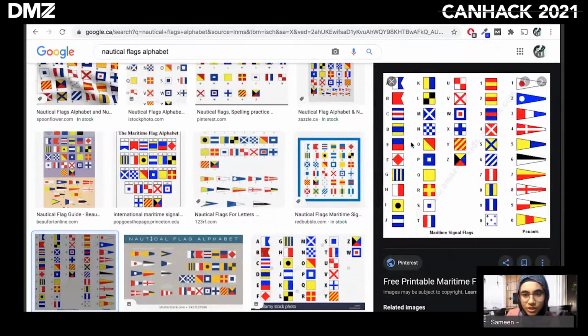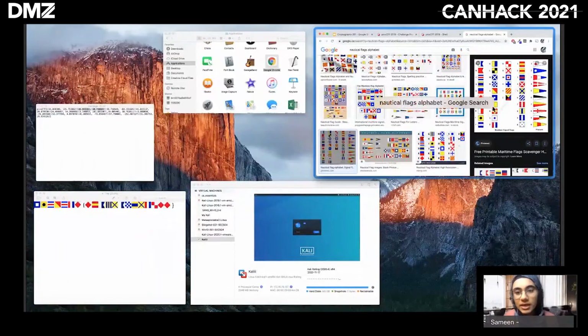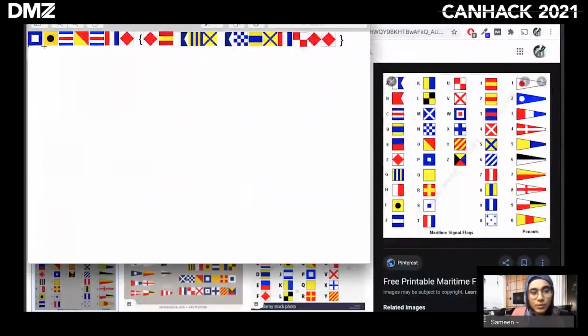So our first flag is a blue and white, and we probably know that's going to be P, and it is P right here, so we don't need to solve this. We know this is going to be in the form of picoCTF. Because this is F, this will also probably be F. Let's confirm this red triangular one, yep, this is F.